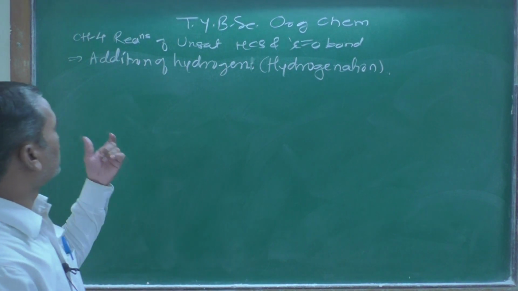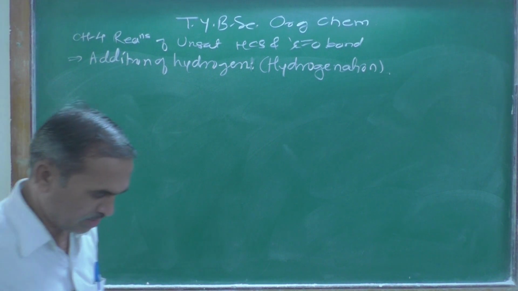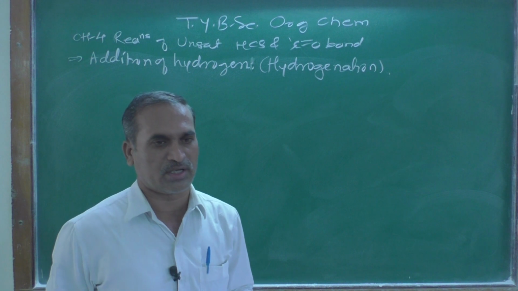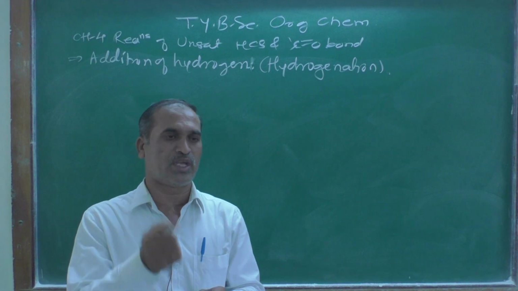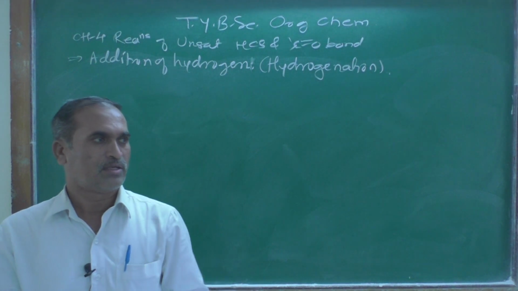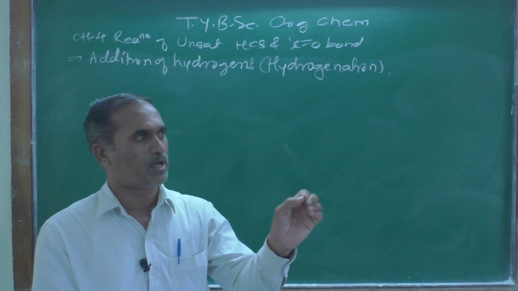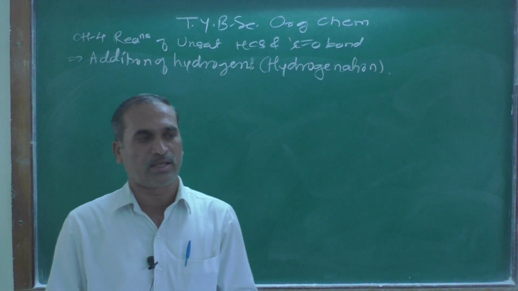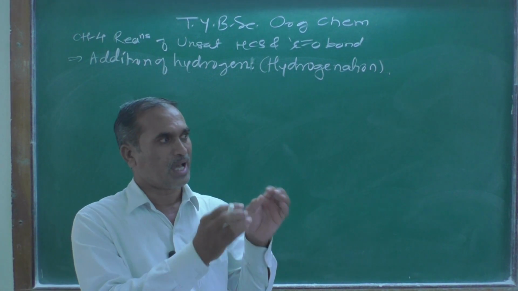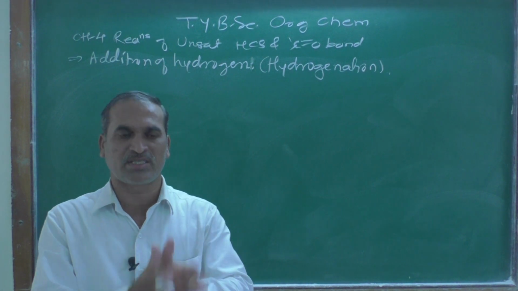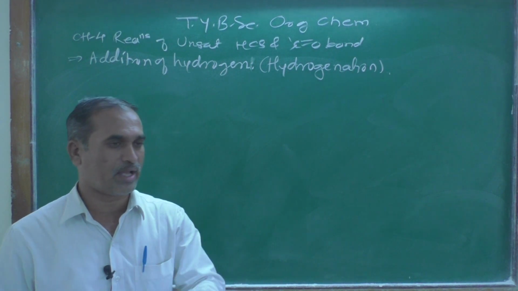Today we are going to discuss specifically the addition of hydrogen, that is, the hydrogenation reaction. What do you mean by the hydrogenation reaction? Hydrogenation reaction means addition of H2 in presence of a catalyst such as nickel, platinum, palladium, ruthenium or rhodium. These are the catalysts used for this reaction, converting alkyne into alkane. It takes place via two steps.